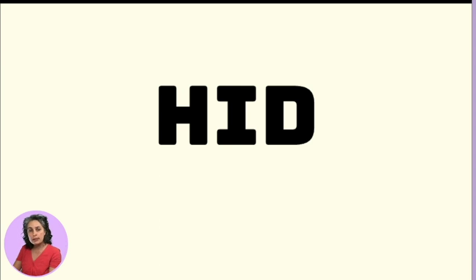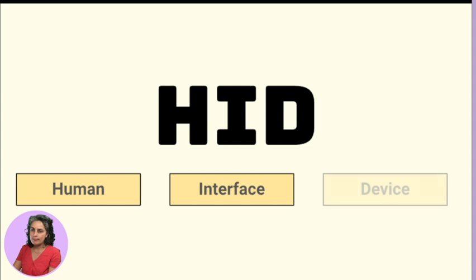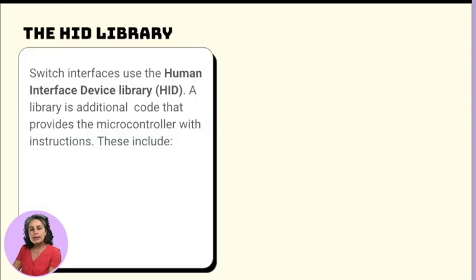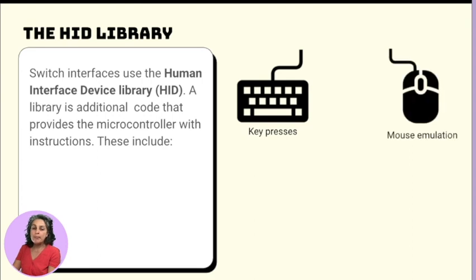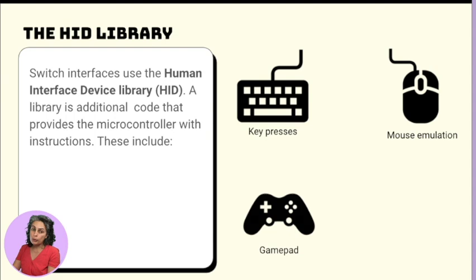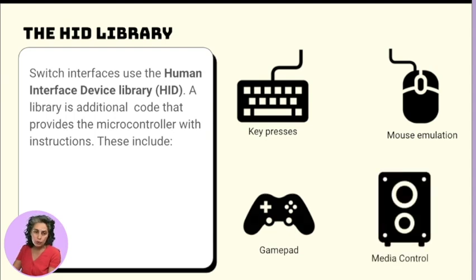And all of this uses something called HID, which stands for Human Interface Device. The HID is a library, and a library is an additional piece of code that gets added to the base program, and it sends information like keyboard presses, mouse emulation, so the location of a mouse on the screen, gamepads, so button A, button B, up arrow, down arrow, or media controls like play, pause, skip, next song.